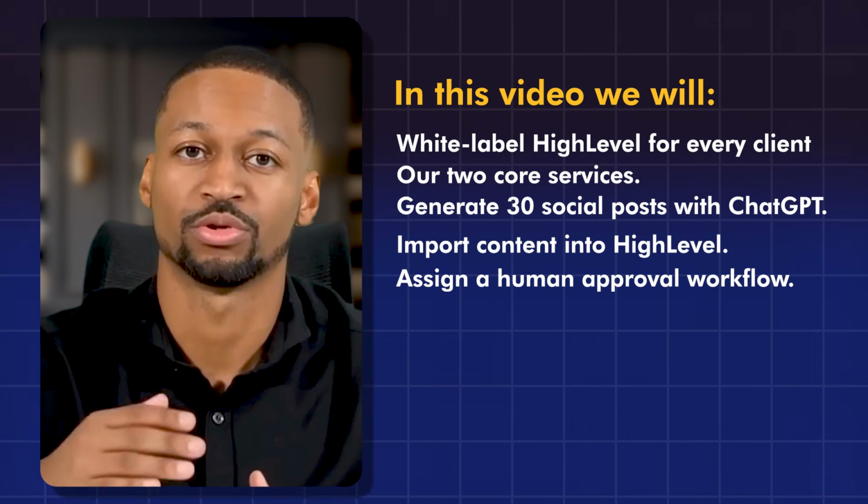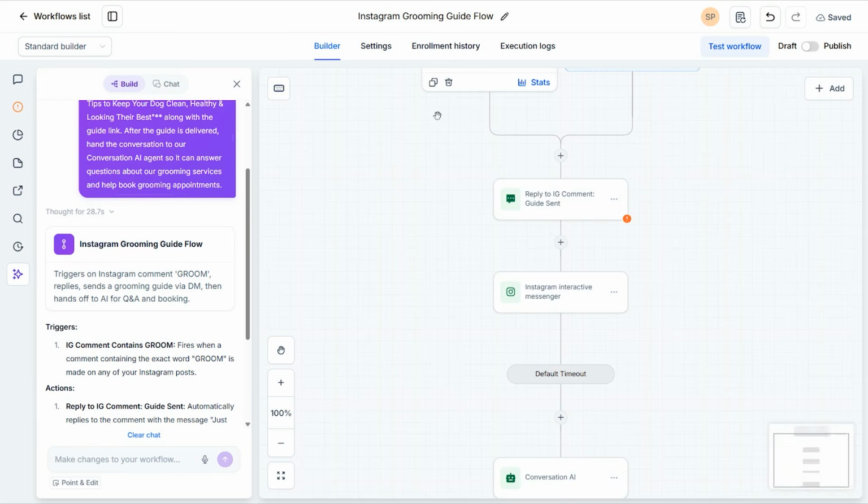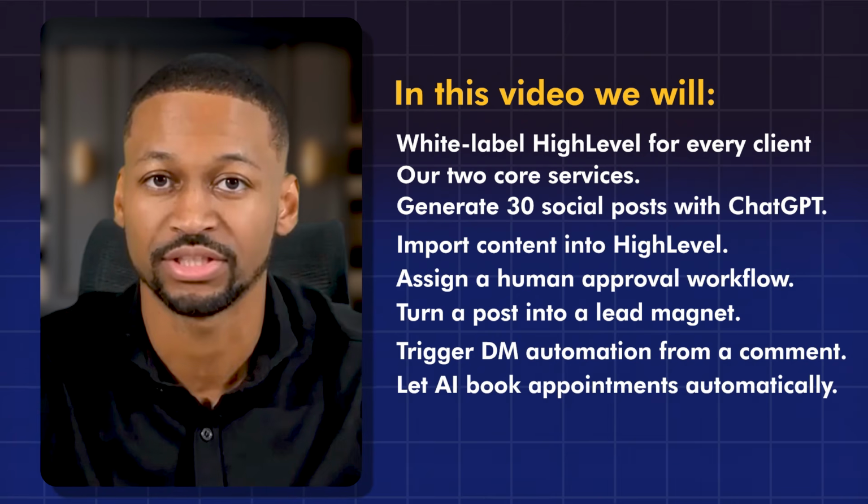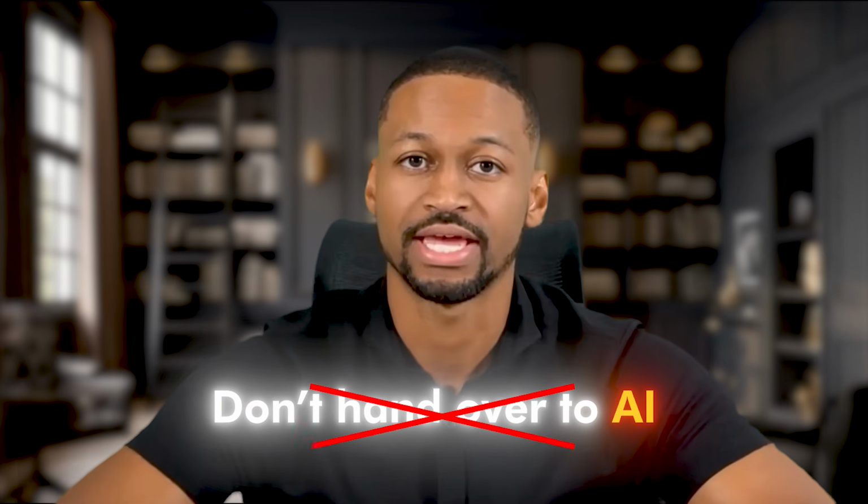After that, we will turn one of those posts into a lead magnet, connect a comment to DM automation, and let a conversation AI agent move the lead toward a booked appointment. By the end, you will understand the exact machine and the parts you should never hand over to AI without review.